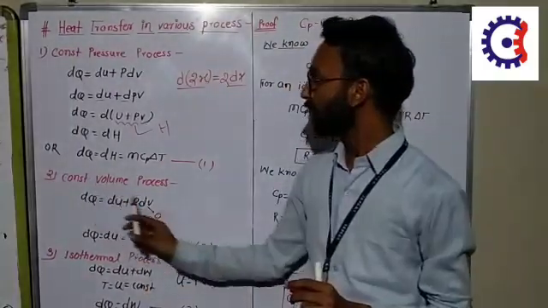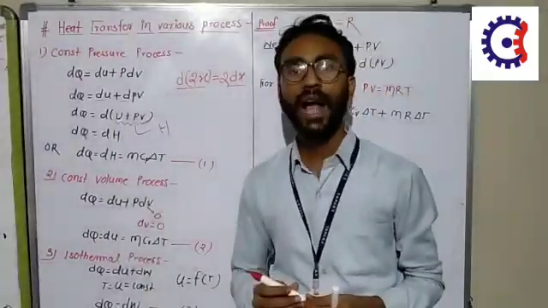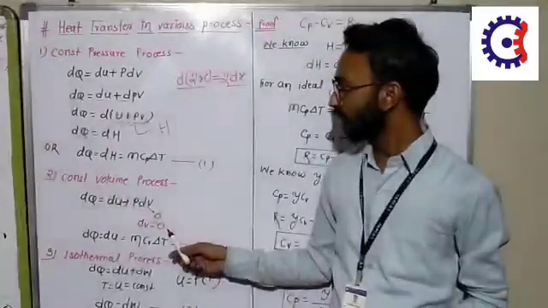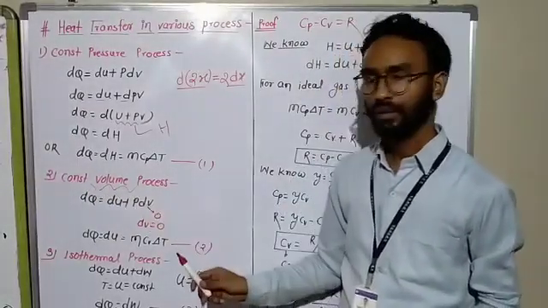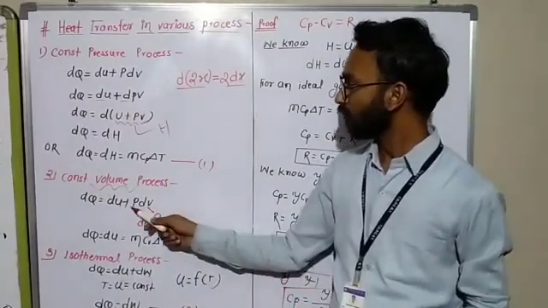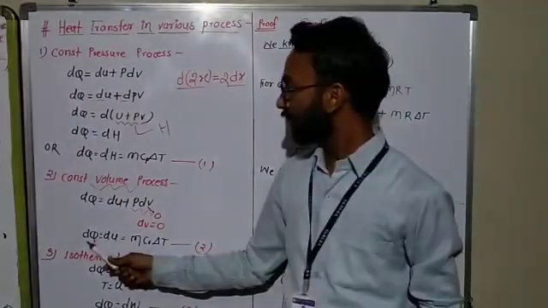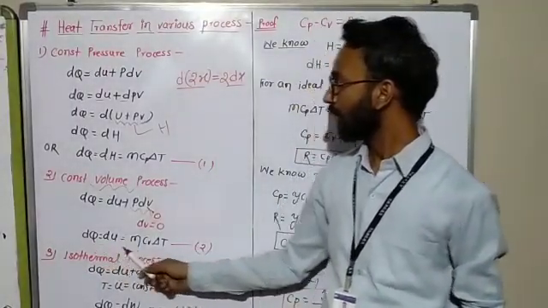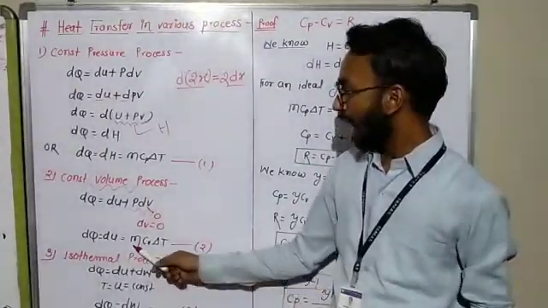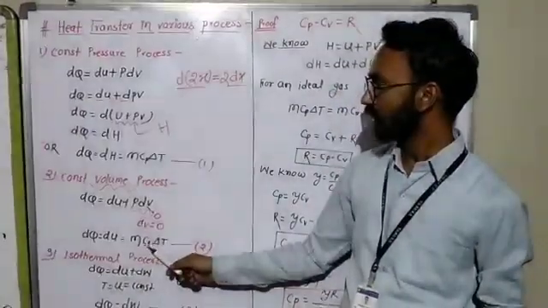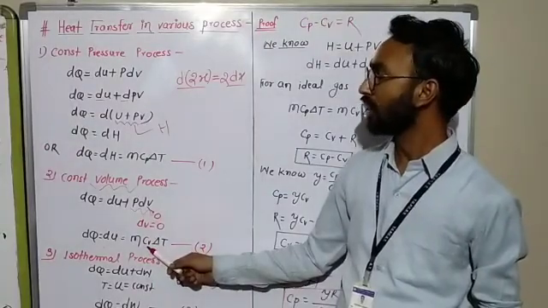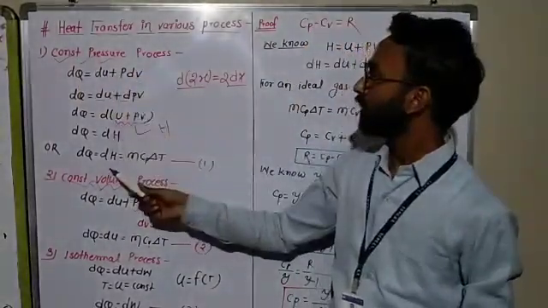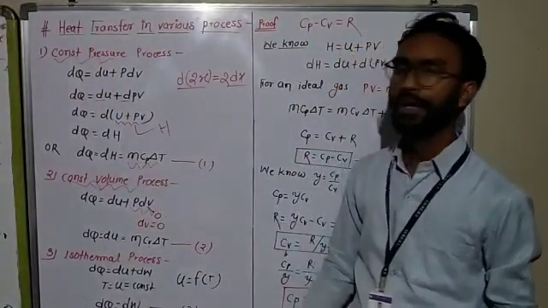Now, the constant volume process. This process is also known as an isochoric process. That means the volume change will be zero. That means the volume is constant, and the volume change will be zero. This term will be zero. That means dQ is equal to the change in the internal energy, and this term may be written in the form of m Cv delta T. Cv means specific heat at constant volume. In the constant pressure process, it is the specific heat at constant pressure.